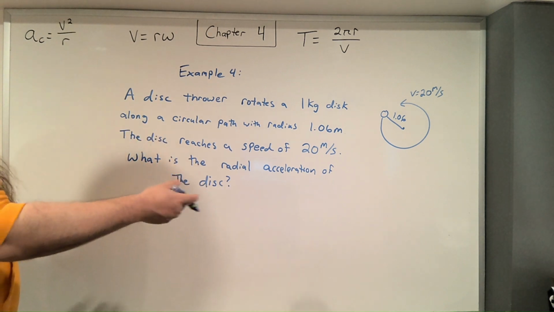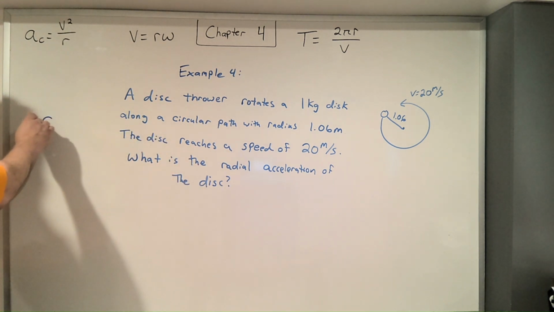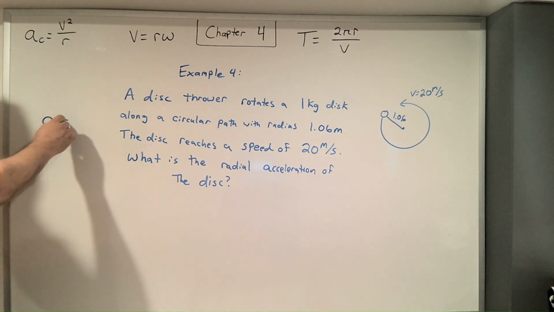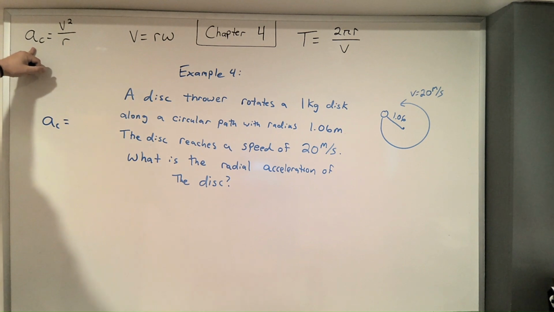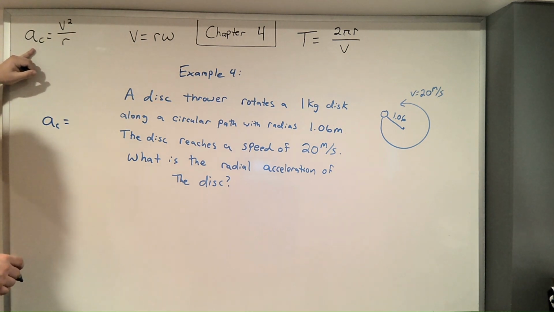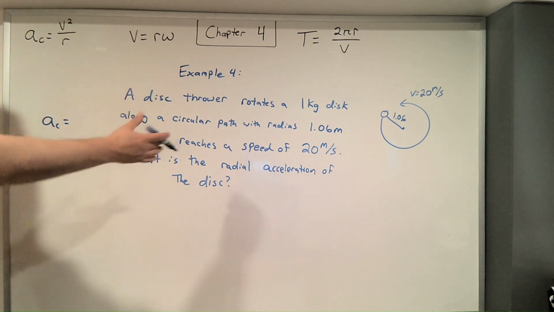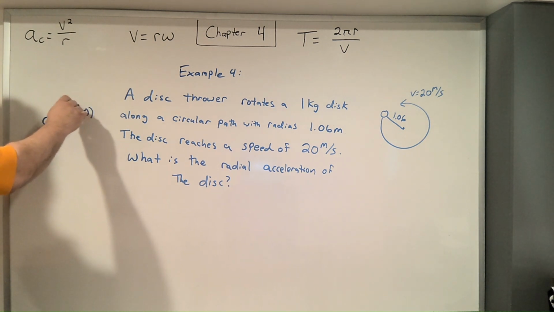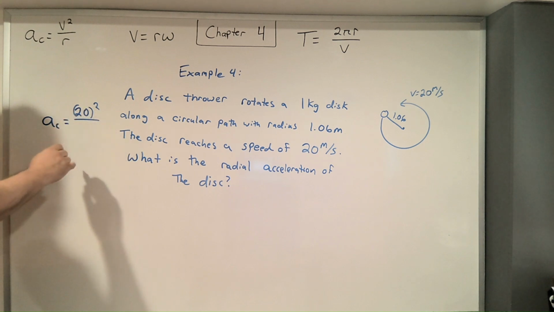But we need an equation. We're looking for AC, centripetal acceleration. And we have an equation that has AC in it up top. It's v squared over r. So the v that we're using is already in regular terms of velocity, so we would have 20 squared over the radius.